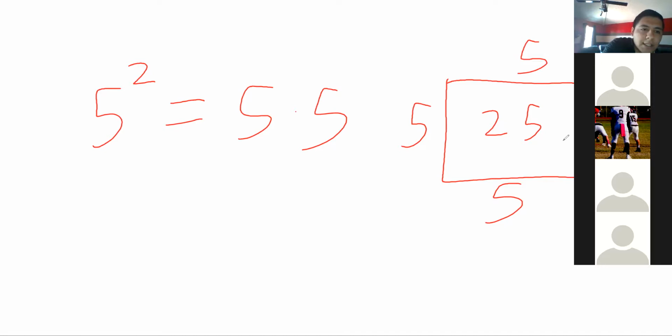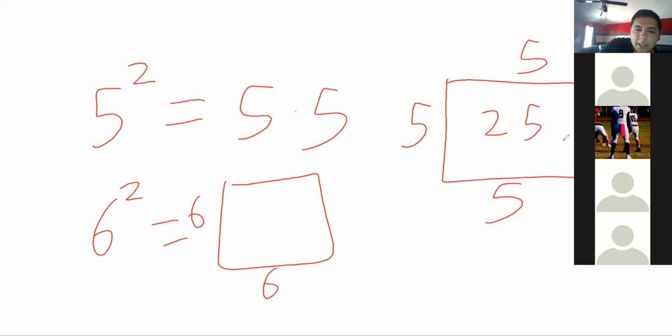Same thing if, let's say we had 6 squared, right? That's the same thing as saying we have a square with sides 6, 6, and the area, what would the area be?